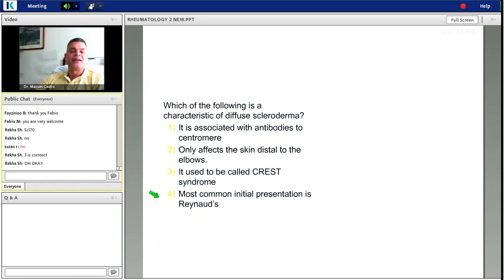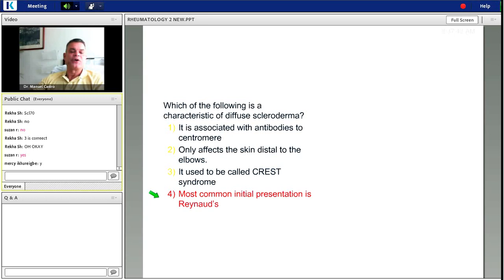Now, most common initial presentation is Raynaud. Actually, for both diffuse and limited scleroderma, the most common initial presentation is, remember I said right from the beginning, Raynaud's. We saw that in the picture that I gave you, and I asked, what is the diagnosis? You should always know that scleroderma, diffuse or limited, will always be associated with Raynaud's phenomenon. So it's the most common presentation.